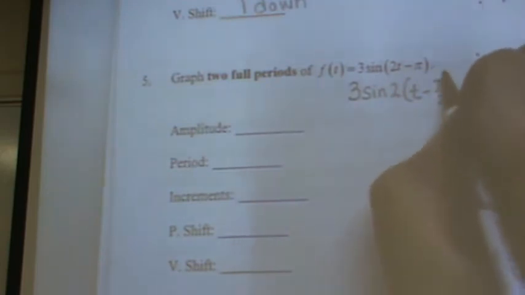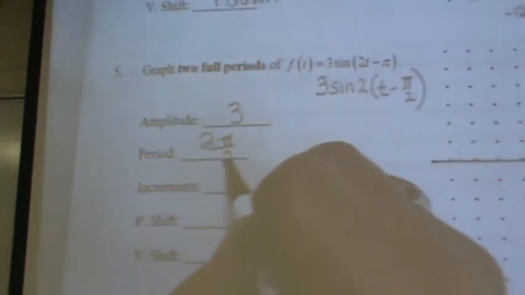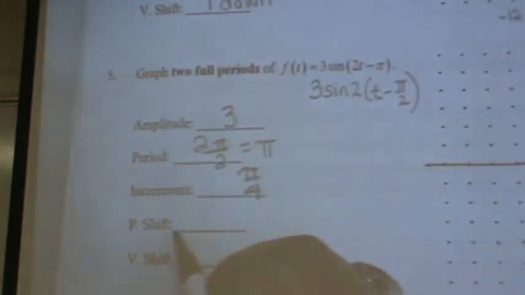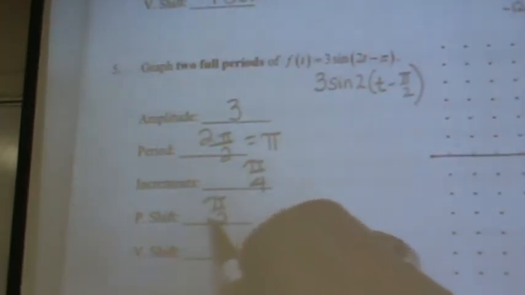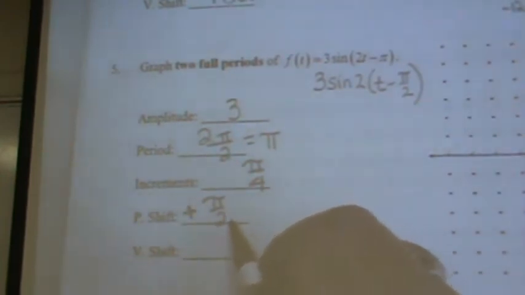Next one, number 5. Graph 2 full periods. 3 sine, pull the 2 out, t minus pi over 2. So I double check. 2 times t is 2t. 2 times pi over 2 is pi. Good. Your amplitude is 3. Your period is 2 pi over b, which is 2 pi over 2, which is pi. Cut this into 4s. Your phase shift is pi over 2 to the right. That's where you're going to start.